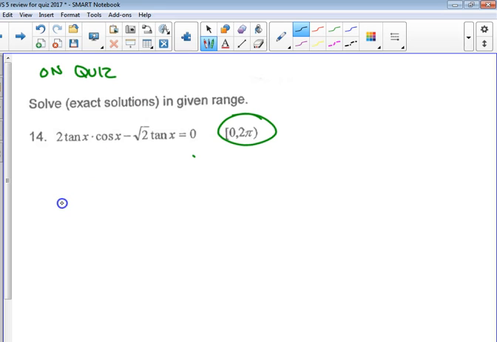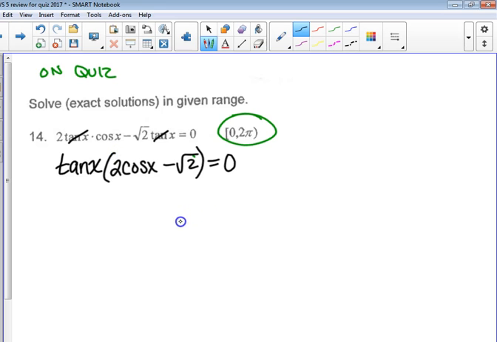What can we do on 14? 2 times tangent times cosine minus square root of 2 times tangent equals 0. Yeah, you got to get used to factoring these guys. Lots of them will factor. Take a tangent out, so we're dividing that out. Left will be 2 cosine of x minus square root of 2.